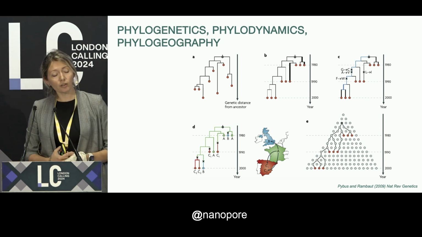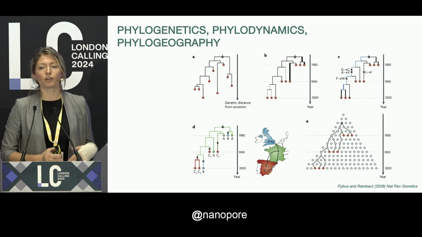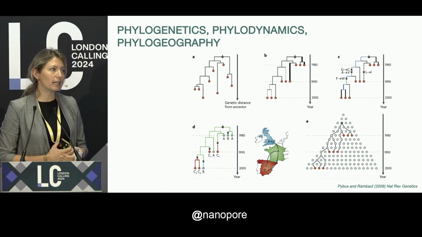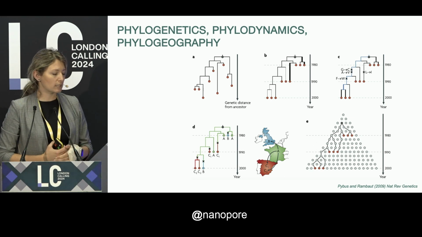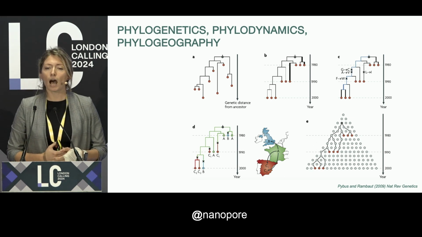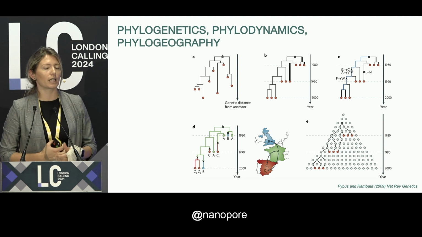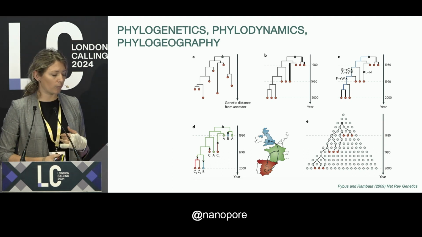If we have even more information, as in figure D, for example, where were the samples taken or which risk group were they taken from, we can then estimate how the virus moves between these locations and between these groups.